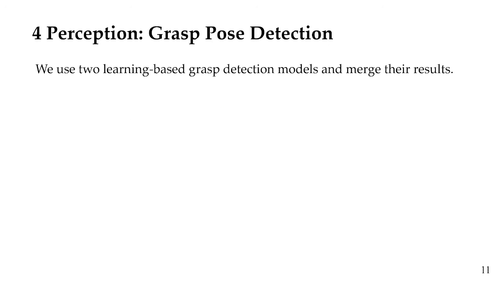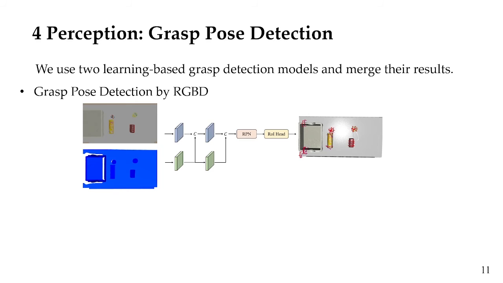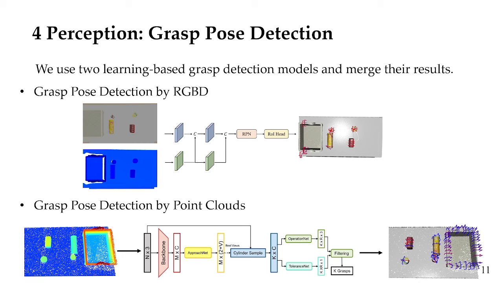For grasp pose detection, we adopt 2 learning-based methods. We use a detection-based method modified from Faster RCNN with RGBD input to generate a 2D oriented bounding box as the grasp pose. Besides, we use a point-based method modified from GraspNet to generate grasp poses directly.